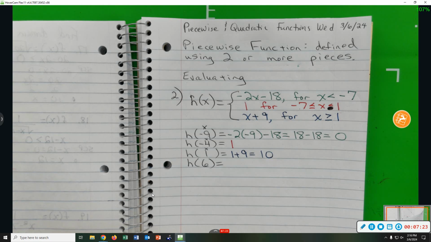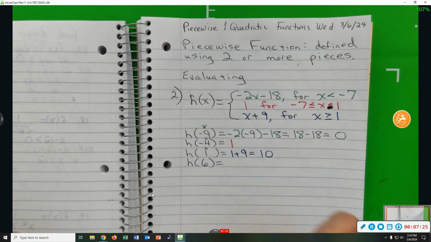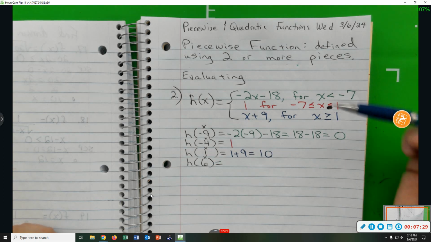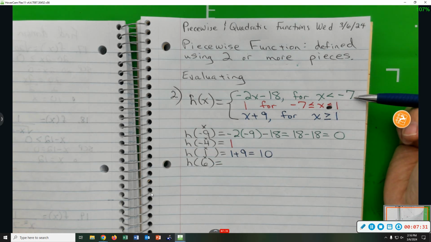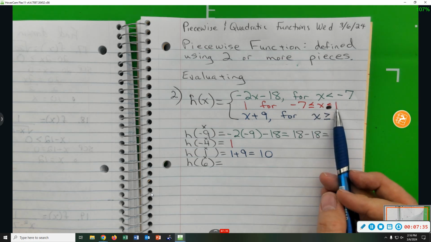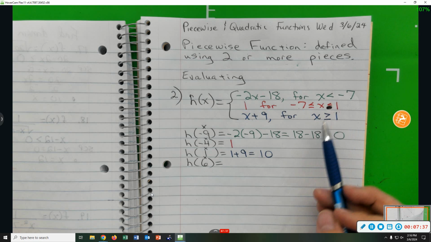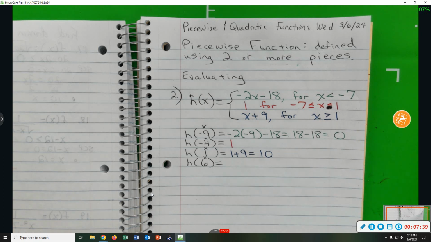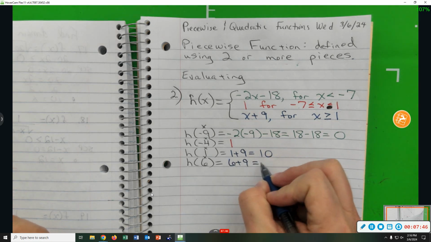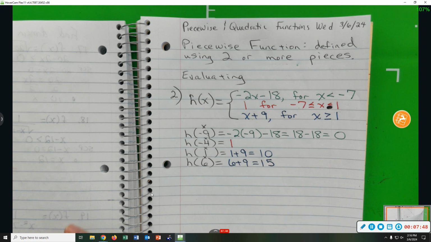And finally, h of 6. The x value is 6. Which piece is satisfied by 6? Is 6 smaller than -7? Is 6 between -7 and +1? Or is 6 bigger than 1? Bigger than 1, so you use 6 plus 9 to get a y value of 15.